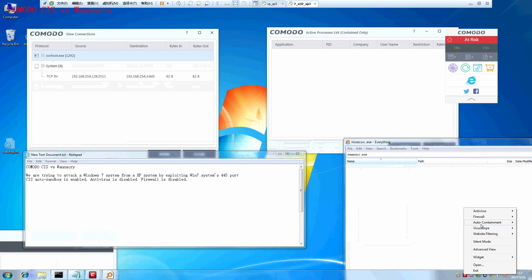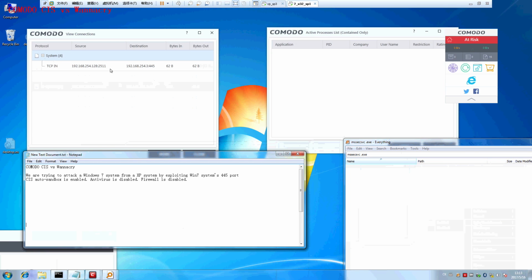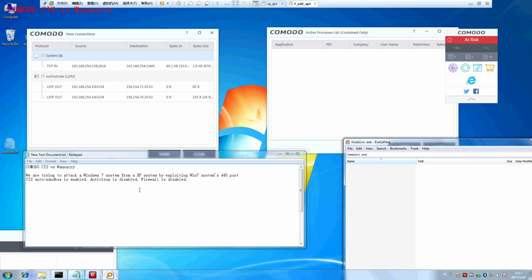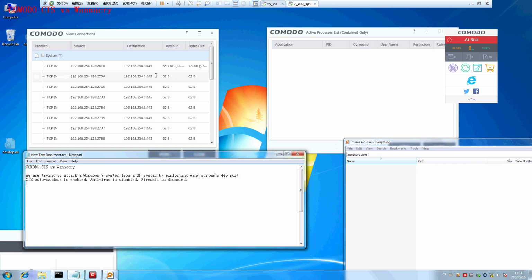The power of containment is that you don't need to know if a file is bad. Containment works by protecting you against the unknown. We have turned on the auto-containment function of the Comodo AEP, which is the default setting for this product. We have a copy of the WannaCry ransomware on another machine running XP on the network, and it is targeting our target machine, which is running Windows 7. This is exactly how WannaCry runs in the real world.